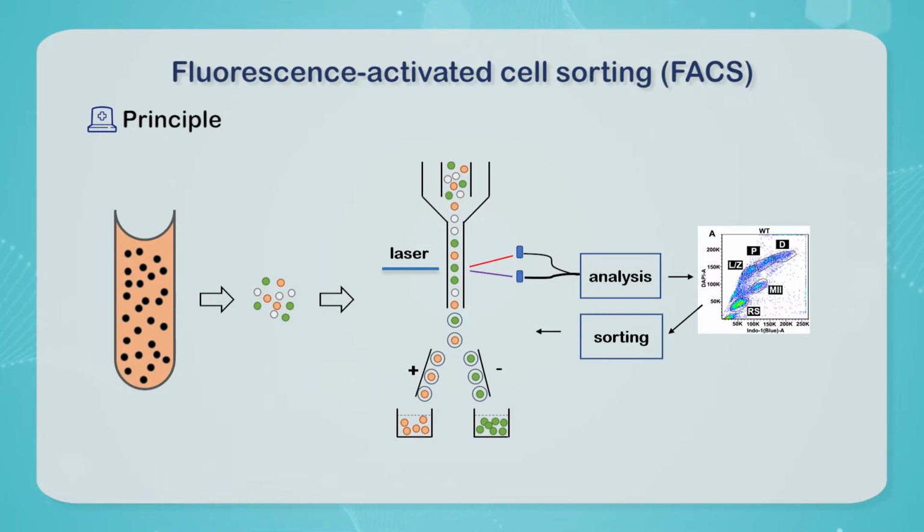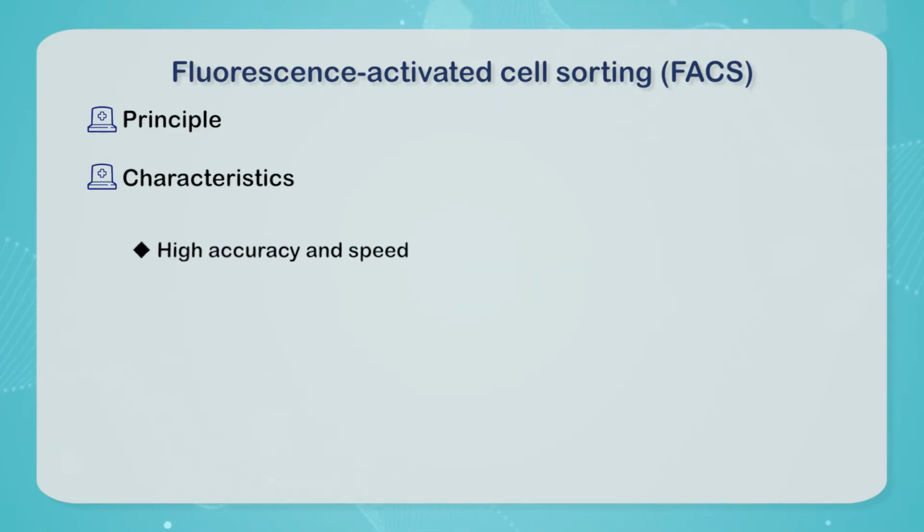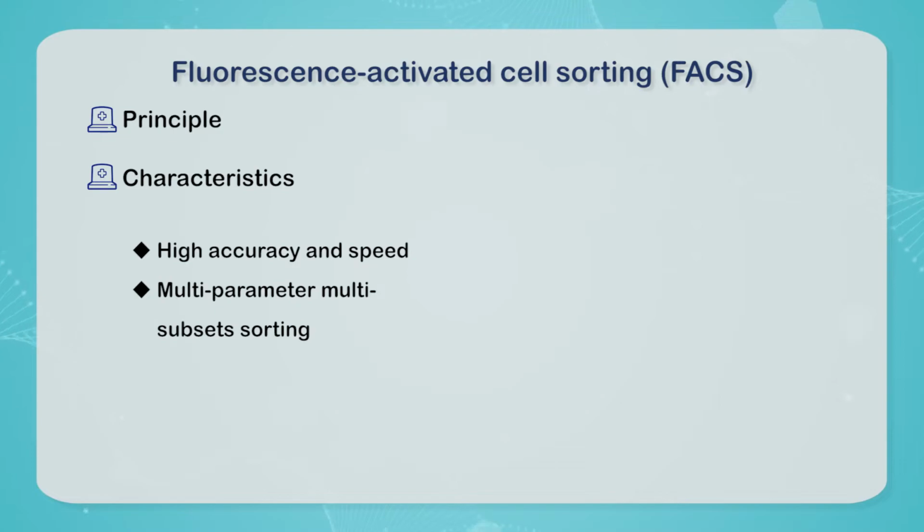As the droplets fall, they pass between two metal plates, which are positively or negatively charged. Charged droplets get drawn toward the metal plate of the opposite polarity, and then deposited in the collection tube or onto a microscope slide for further examination. Flow sorting has high accuracy and high speed, up to tens of thousands of cells per second. Multiple cell subsets can be sorted at the same time.